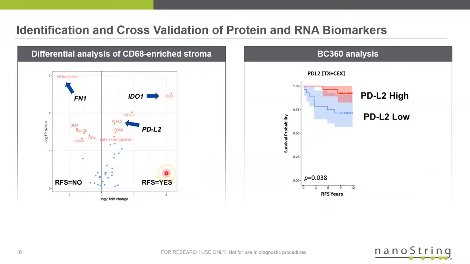But if you then look specifically in the stroma of the CD68 enriched regions, you start to see that patients with good regression-free survival have increases in expression of, for example, PD-L2 and IDO1, and that fibronectin is actually upregulated in patients that don't have good survival. And as it turns out, PD-L2 specifically also, as I showed before, came out of the bulk gene expression analysis. So you have some ability to cross-validate, but importantly, you're identifying additional important markers with strong significance by looking at very specific spatial regions of the tumor, as is true here with IDO1 and fibronectin.